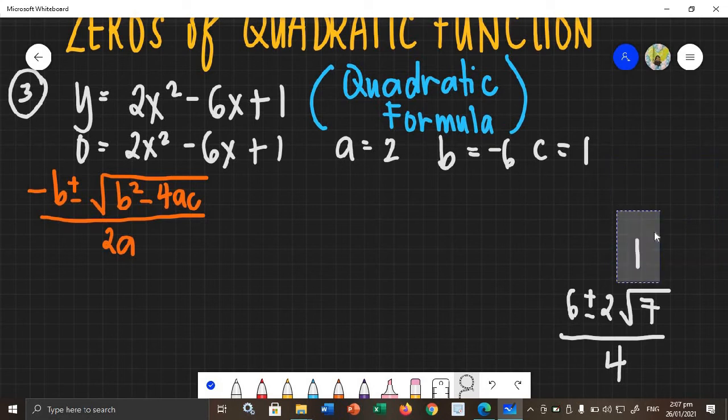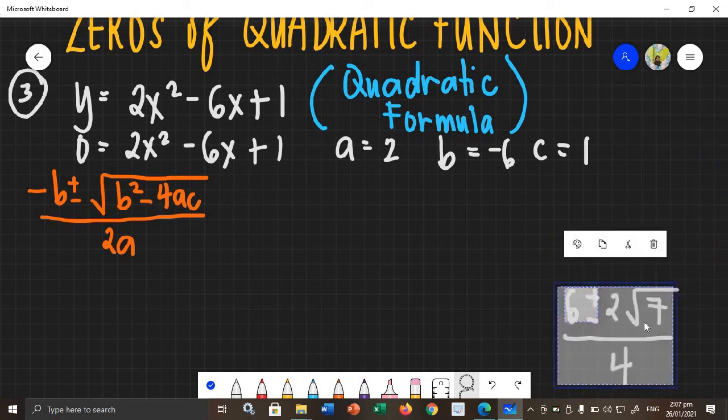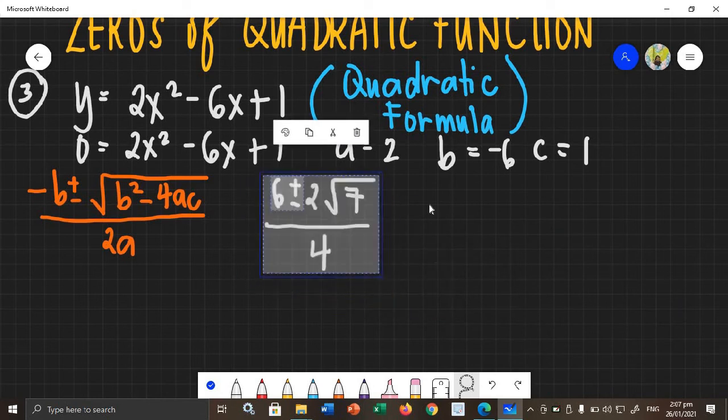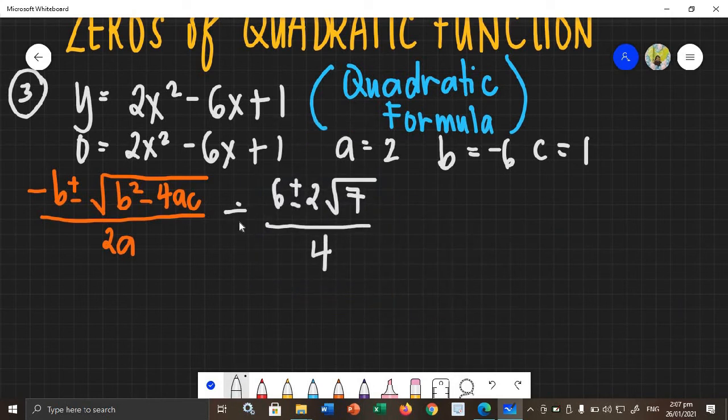So, ito na yung nakuha natin na answer, di ba? But then, as you can see, sa answer natin, we can still simplify. Kasi 6, 2, and 4, pwede pa natin siyang i-divide by a common factor. So, ang common factor ni 6, 2, and 4 is 2, di ba? So, 6 divided by 2, that is equal to 3. Positive, negative, 2 divided by 2, that is equal to 1. So, wag na isulat si 1. Okay? So, isulat na lang si square root of 7. Over 4 divided by 2, that is equal to 2.